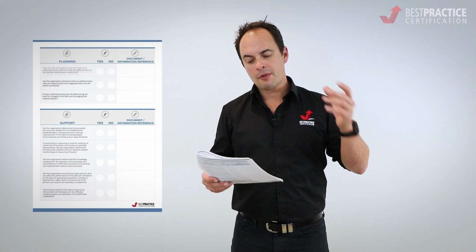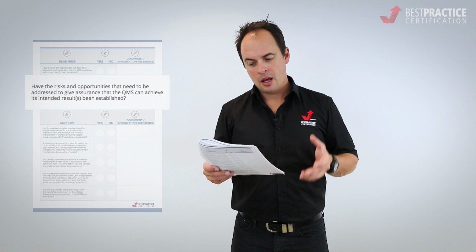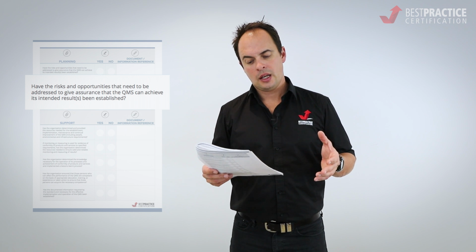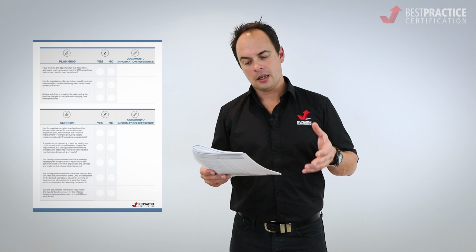Now, in the next part of our ISO 9001-2015 checklist, we're moving into planning. Now, this is, in the true sense of the term, business planning, and it's obviously captured in that business plan that we talked to. We talked to that point earlier in this presentation. Now, have the risks and opportunities that need to be addressed to give assurance that the quality system can achieve its intended results been established?